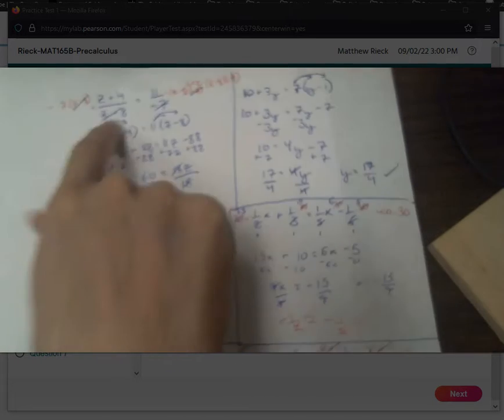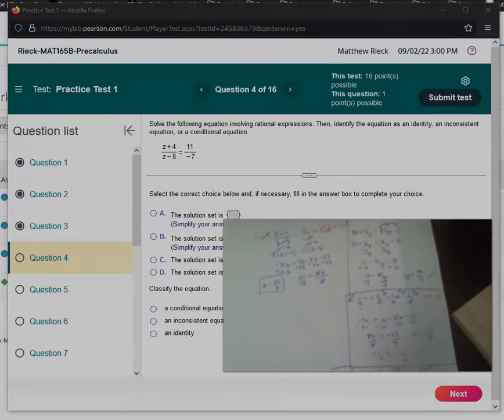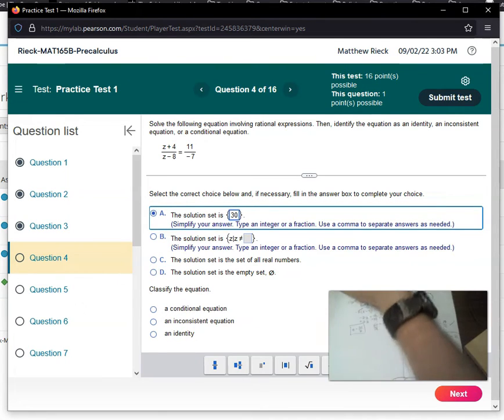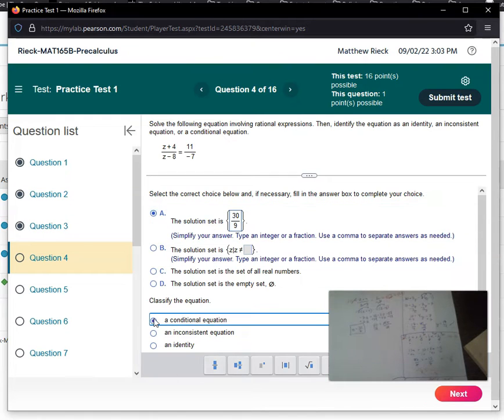And again, you need to make sure that it doesn't lead to 0 in any denominators. In this case, the main thing we need to worry about is if z equals positive 8, which 30 over 9 does not equal positive 8, so we're safe there. So the solution set is going to be 30 over 9. And in this case, you have a conditional equation.